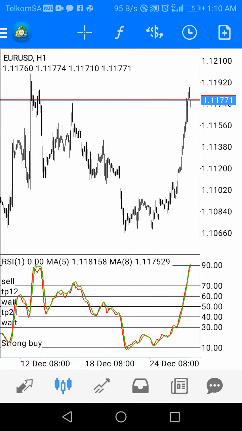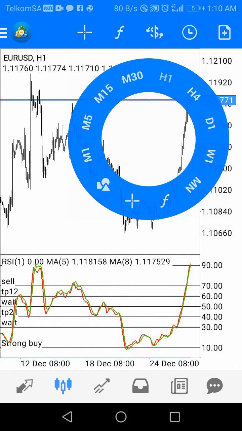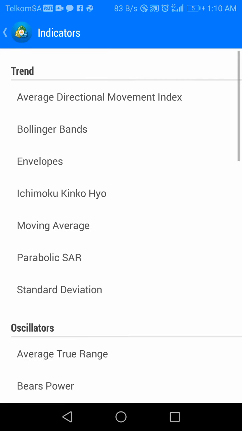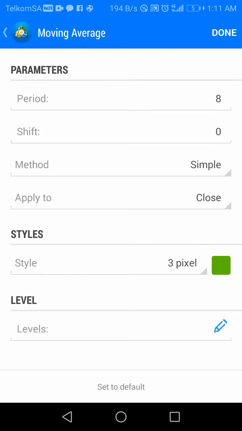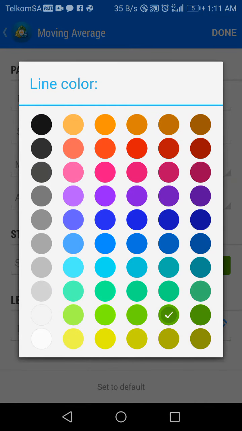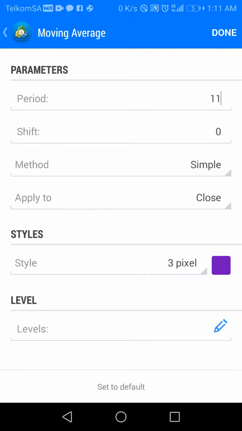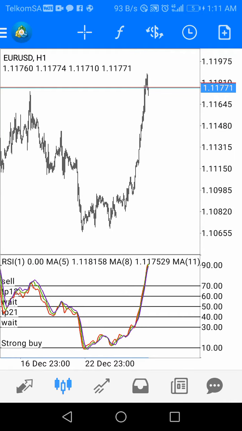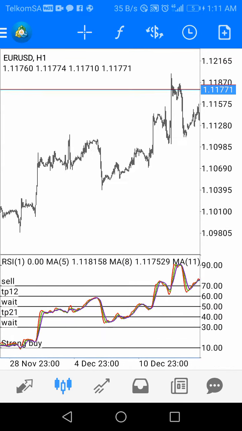Nice. And the third indicator that we're gonna add is the 11. We can use 3 moving averages, or 4. So the third one is gonna be 11. It's simple, also apply to close. And let's use purple color.